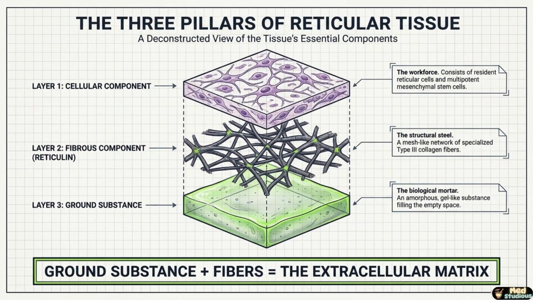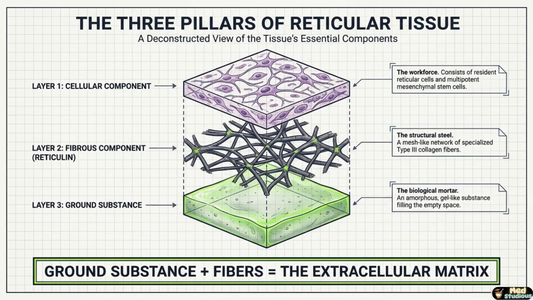When we deconstruct this structural tissue, we find that it is built upon three essential pillars. Layer 1 is the cellular component. This is the workforce of the tissue, consisting primarily of resident reticular cells that act as the master builders, alongside a reserve of multipotent mesenchymal stem cells ready to repair any damage. Layer 2 is the fibrous component. This is the structural steel we just talked about. It is a dense, interconnected, mesh-like network forged entirely from specialized type 3 collagen fibers, known simply as reticulin.